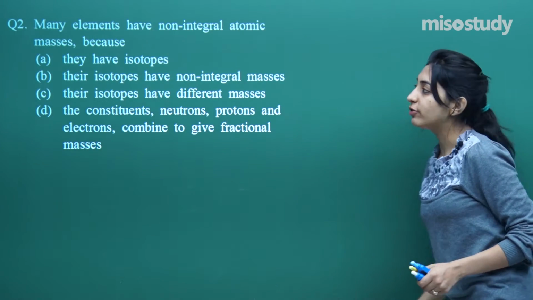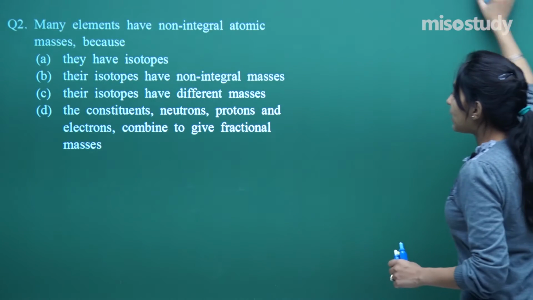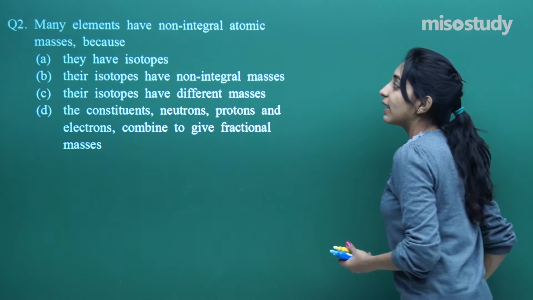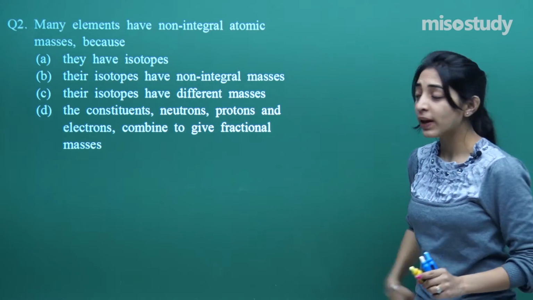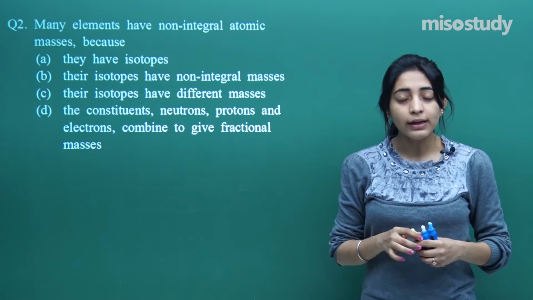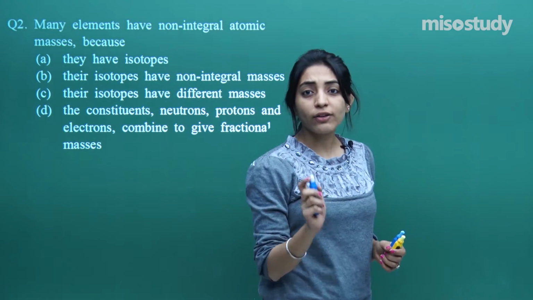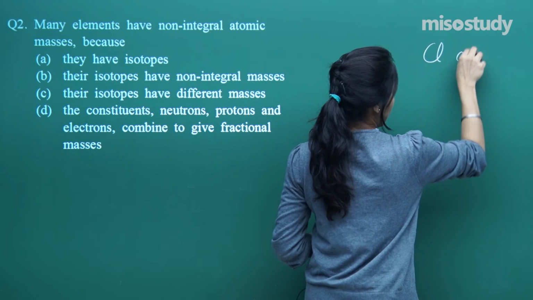Read out the second question, which says that many elements have non-integral atomic masses because. So first of all, he is giving us a fact that so many elements in nature have non-integral atomic masses. Okay, and then he has given us the options for why. Fine. Let us first of all concentrate on the chlorine atom.